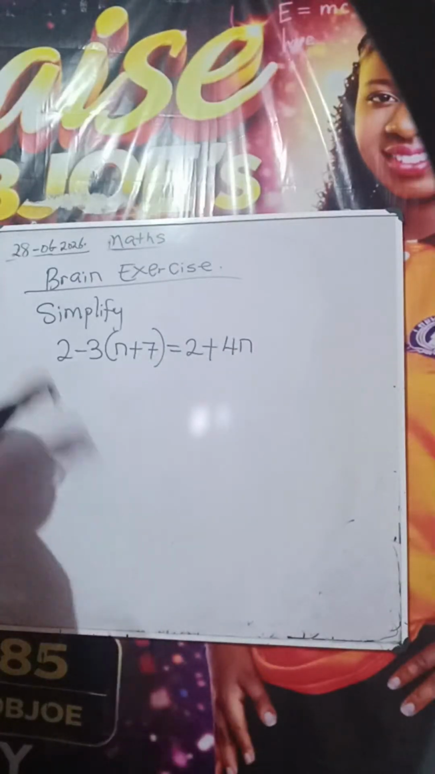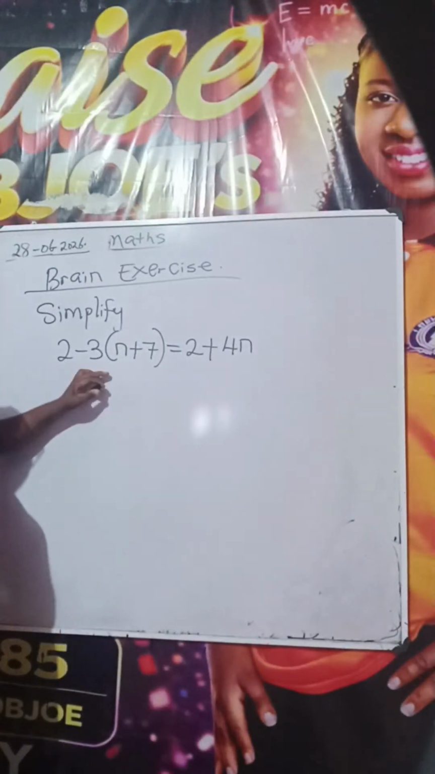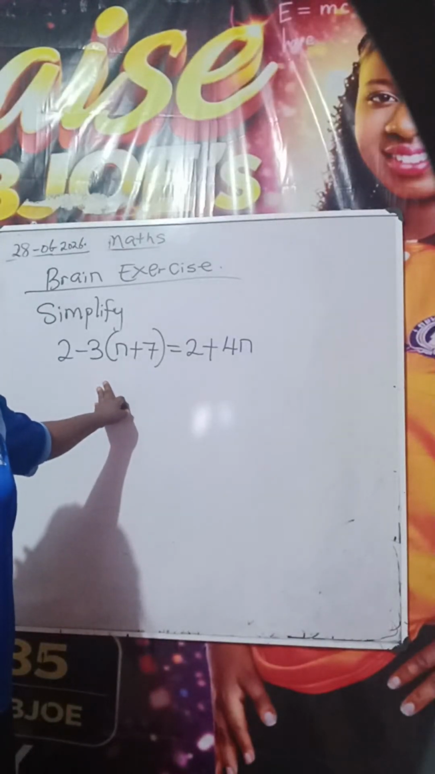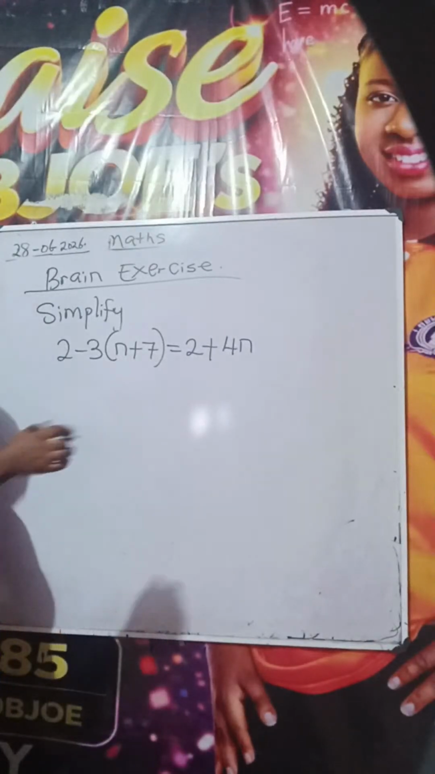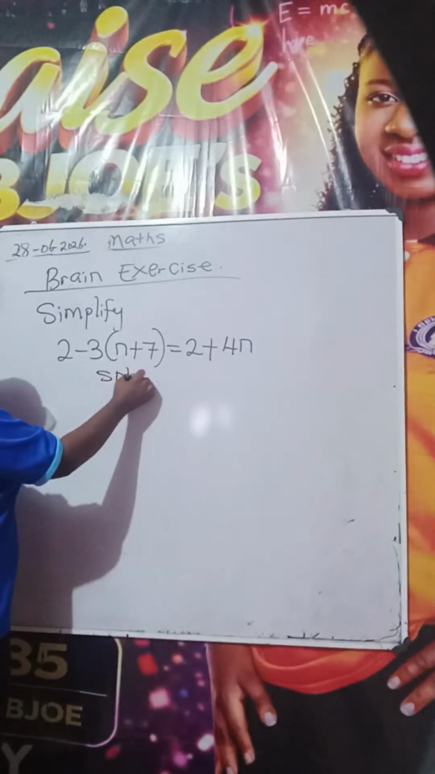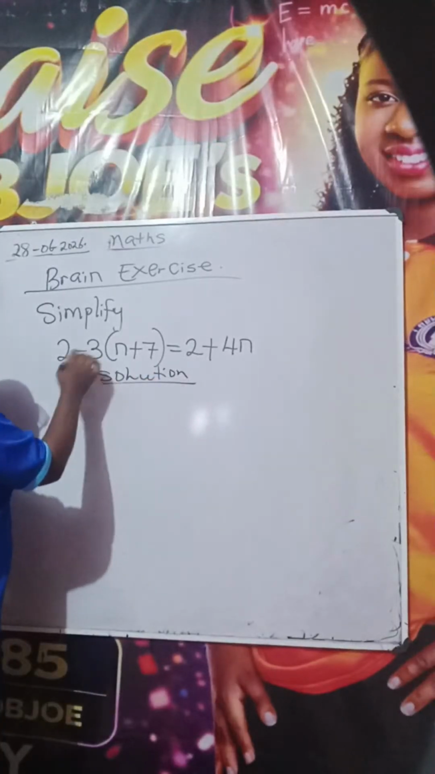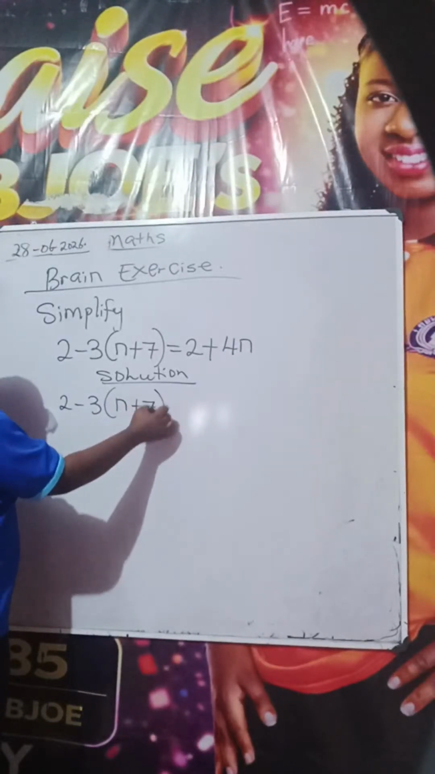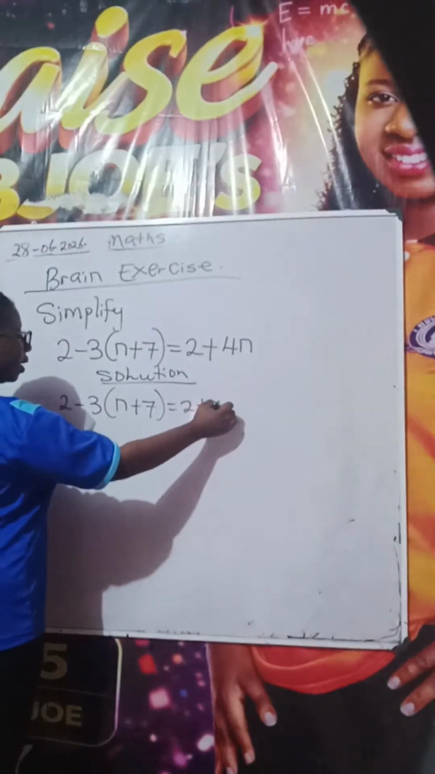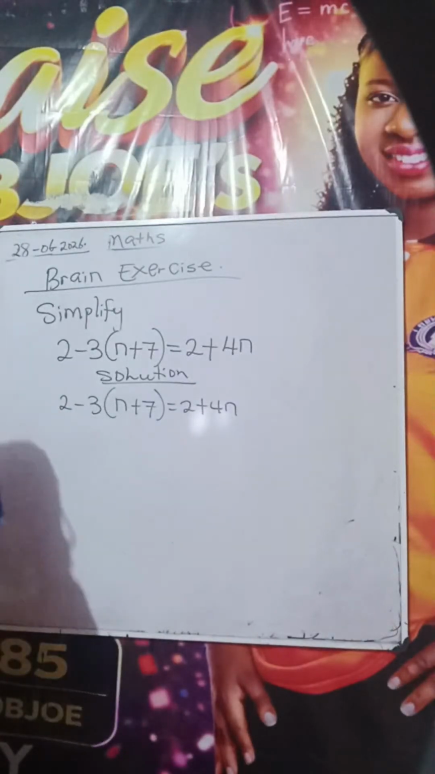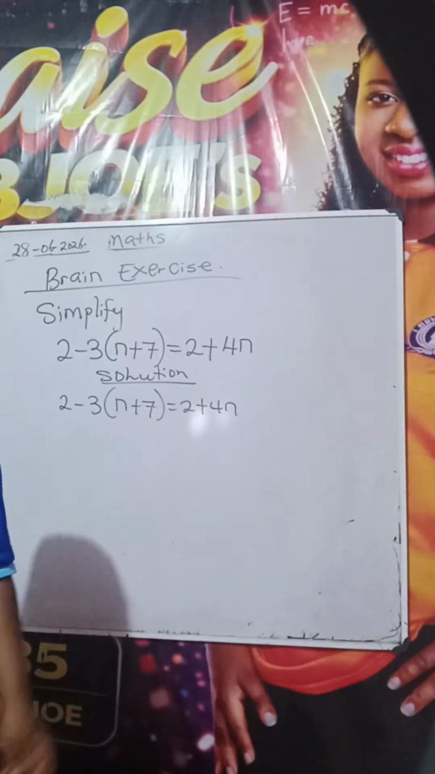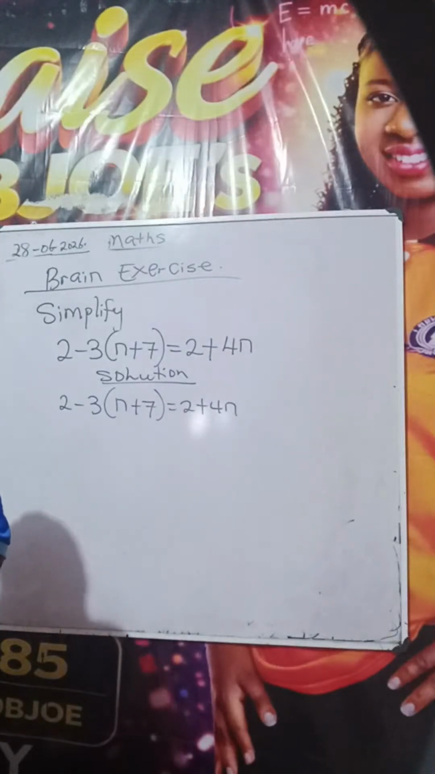Okay, so what do we do? What is the first thing we are going to do? Everybody look at it. 2 minus 3 times (n plus 7) equals 2 plus 4 times 8. So what will I do now? What is the first step to solve this?